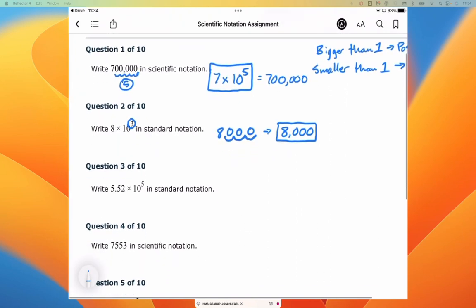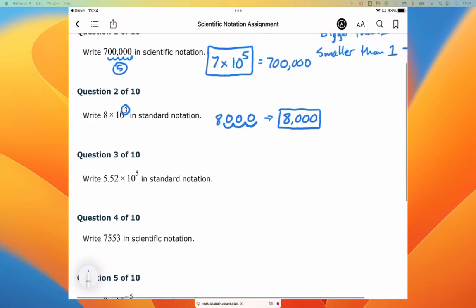All right. 5.52 is our next one. So we've got 5.52 times 10 to the 5th. Now that 5 right there is positive, and so it says we're going to end up with a number larger than 1, and it's telling me to move it 5 spots. So 1, 2, 3, 4, 5. We fill in the empty blank spots with zeros, and we get 552,000.